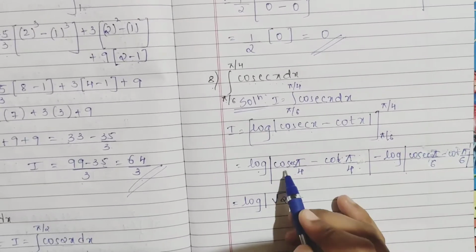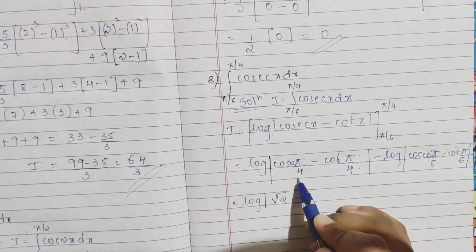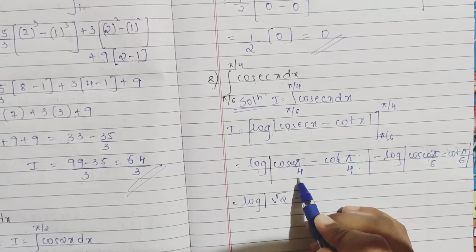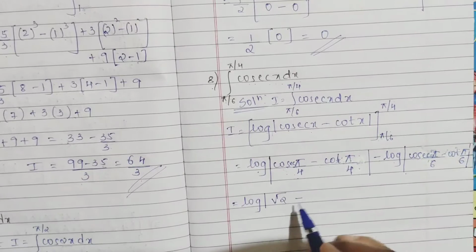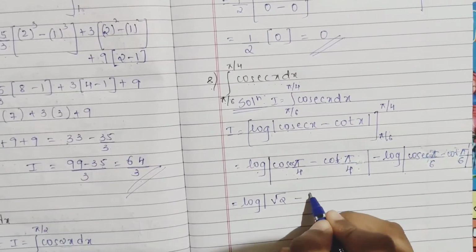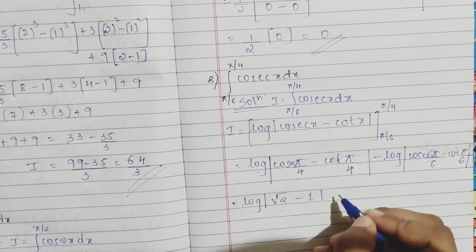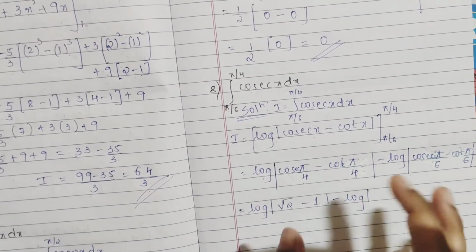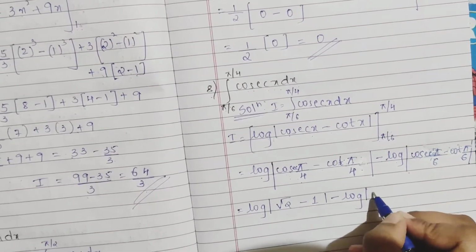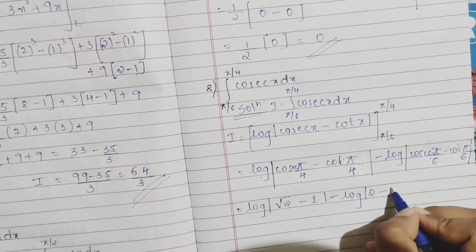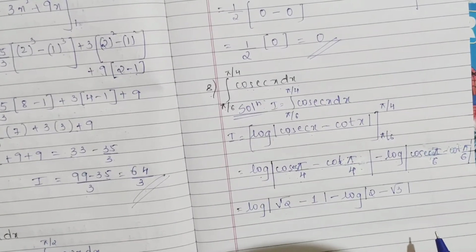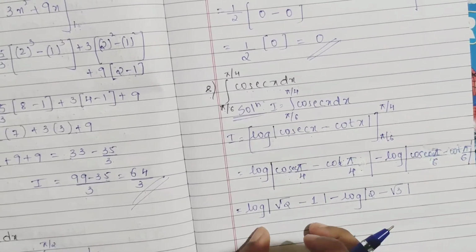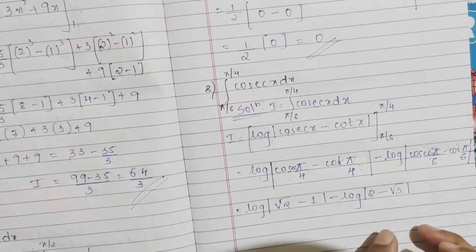Now log keep as it is, cosec pi by 4. Cosec is your sine inverse, right? 1 by sine is your cosec. Your sine pi by 4 is 1 by root 2. So cosec will be root 2. Cot pi by 4, it will be 1, inverse of your tan, minus log cosec pi by 6, you will get 2 minus cot, it will be root 3, because tan pi by 6 is 1 by root 3, so cot will be root 3. So you are getting log of root 2 minus 1 minus log of 2 minus root 3.